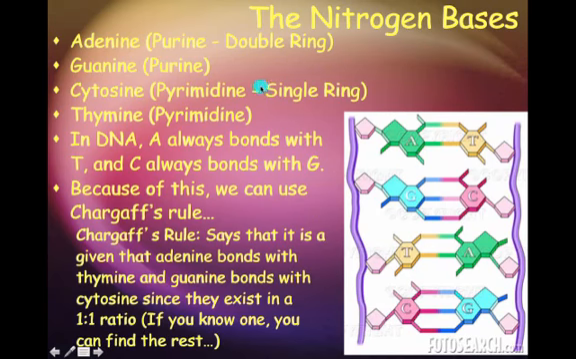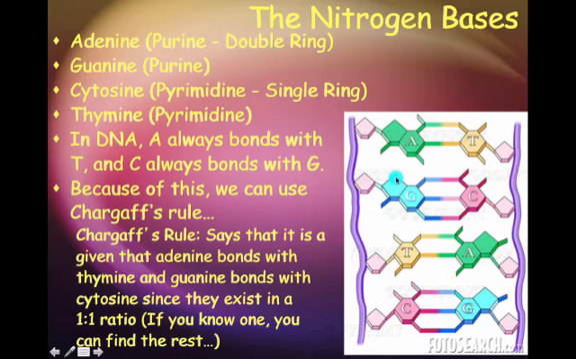The nitrogen bases are made up of 4 types: adenine, guanine, cytosine, and thymine. Now, adenine and guanine are called purines because they're double ring sugars. If you look over here, here's adenine. It has the A. It's made up of a double ring sugar. So there's the whole sugar right there. Okay. Guanine's the same way, made up of a double ring sugar.